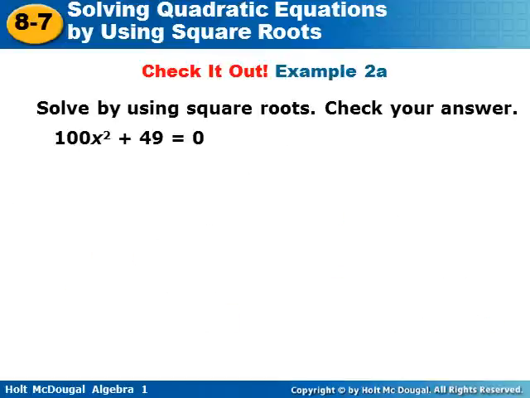Solve by using square roots. Check your answer. 100x squared plus 49 equals 0. This one's for you to try, and then you can check back for your answer.